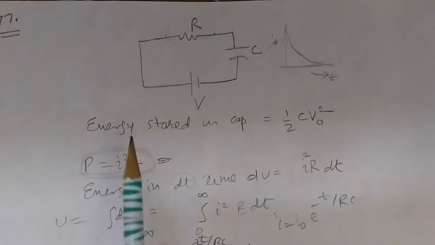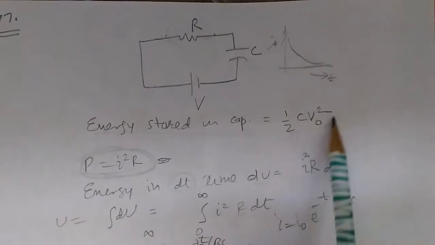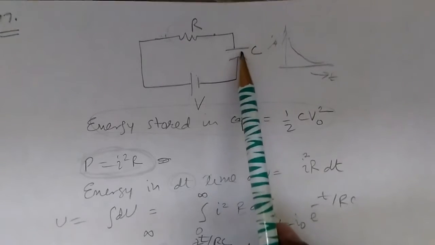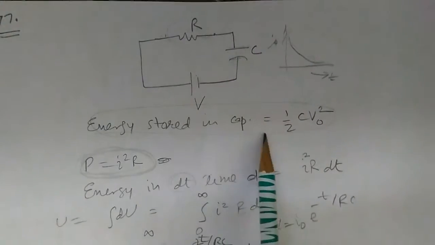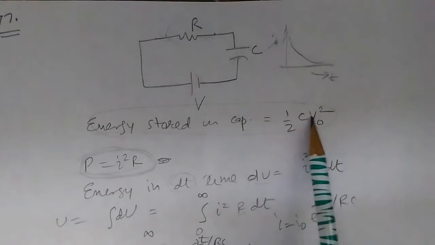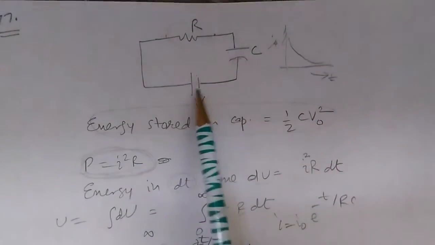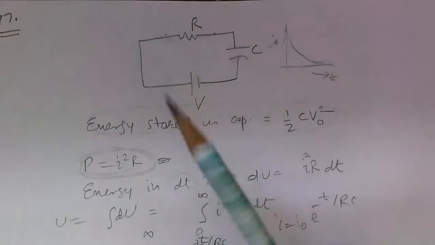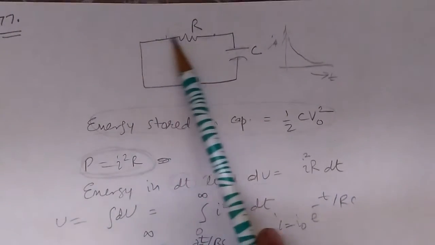And then the energy stored in the capacitor, eventually the voltage V will appear on this capacitor, and in that situation the energy stored in the capacitor is given by half C V naught square, where V naught is the voltage on the battery. We need to show that this energy stored in the capacitor is the same as the total energy dissipated in the process on this resistor R.